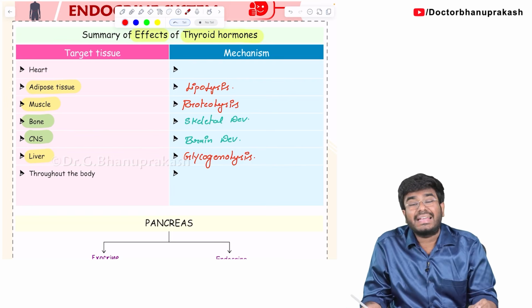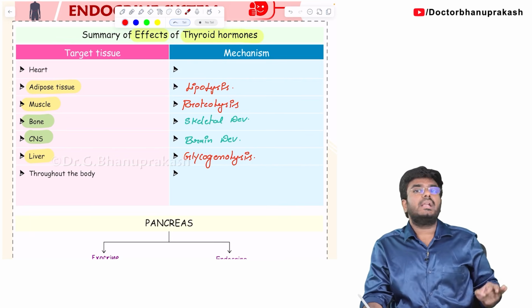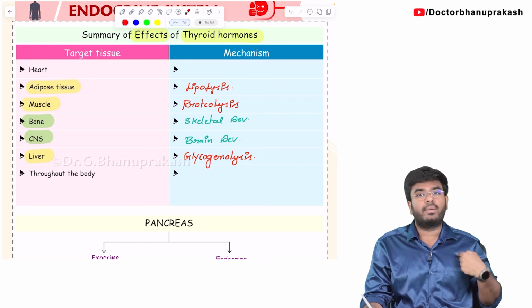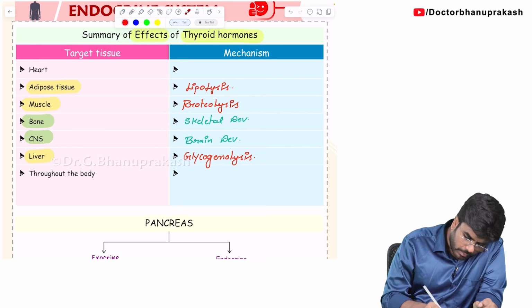So this condition is called cretinism, guys. It will come in your pathology. So what exactly is cretinism? Congenital hypothyroidism will affect the bone development as well as the brain development. That condition is called cretinism. Okay, know it. Next, what about the heart?